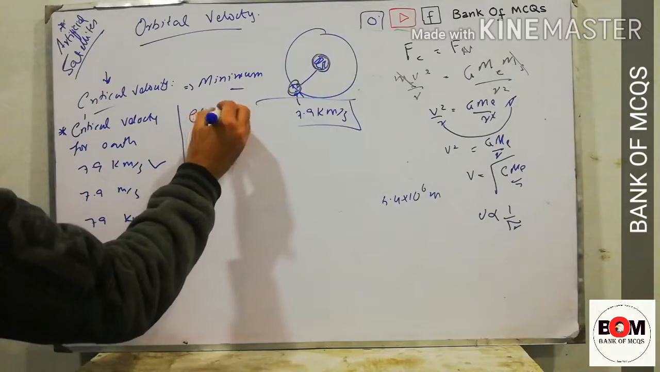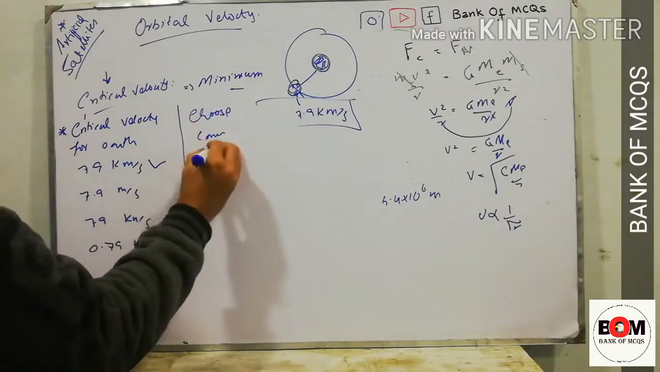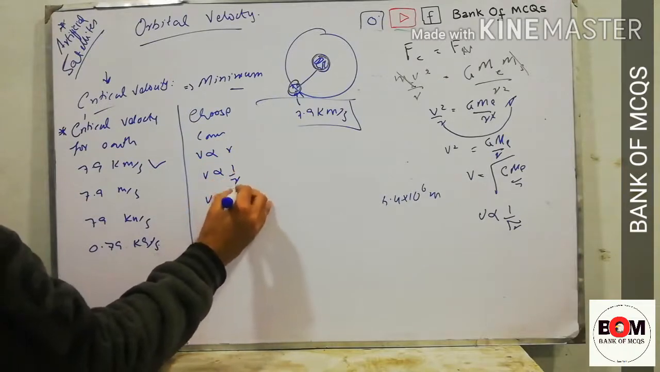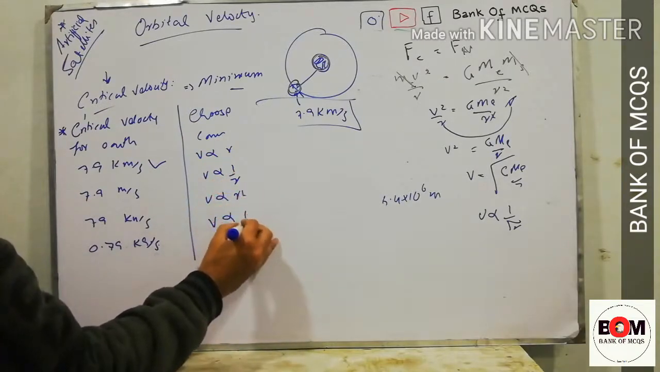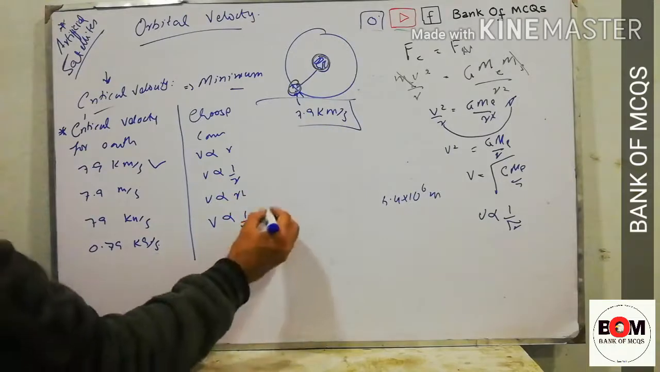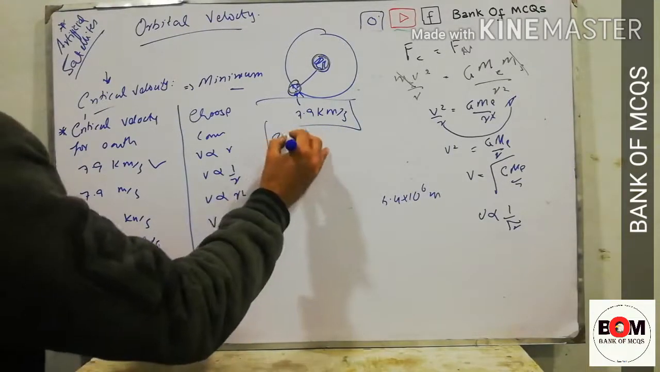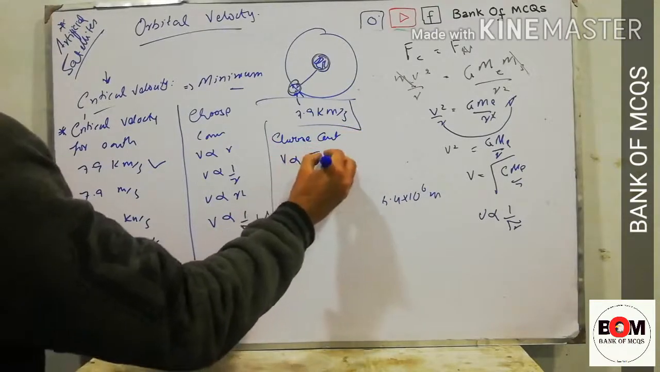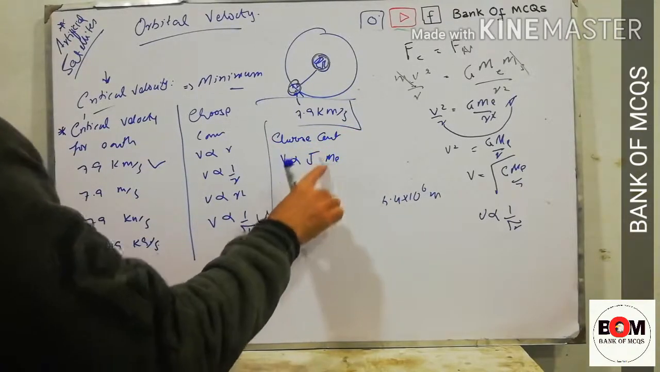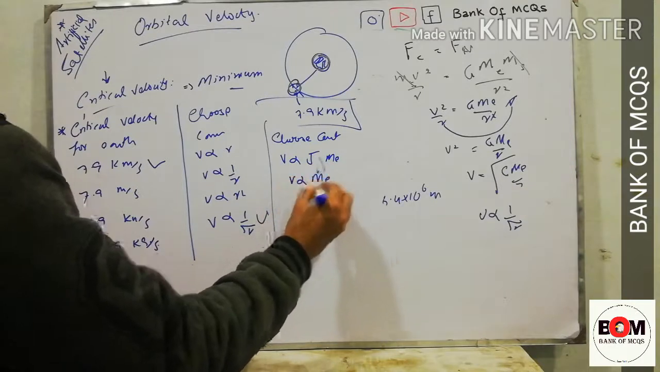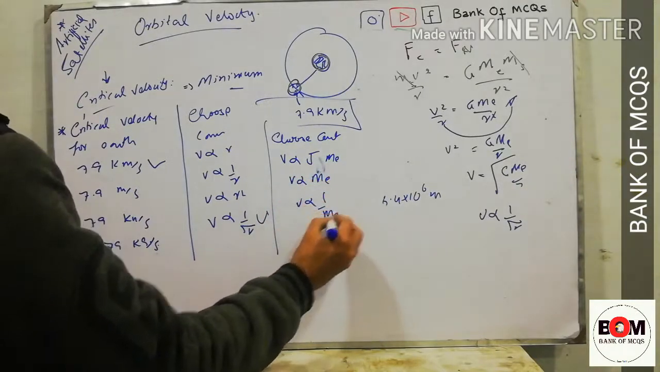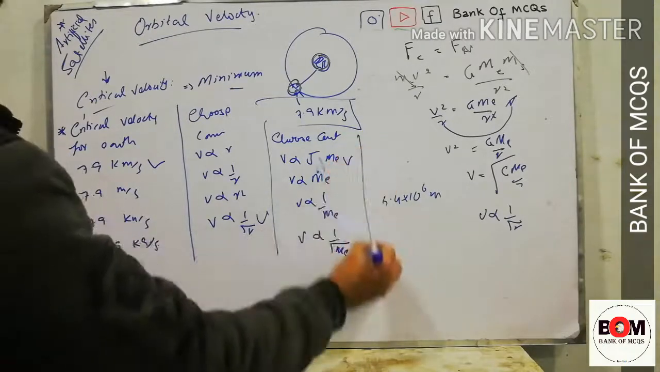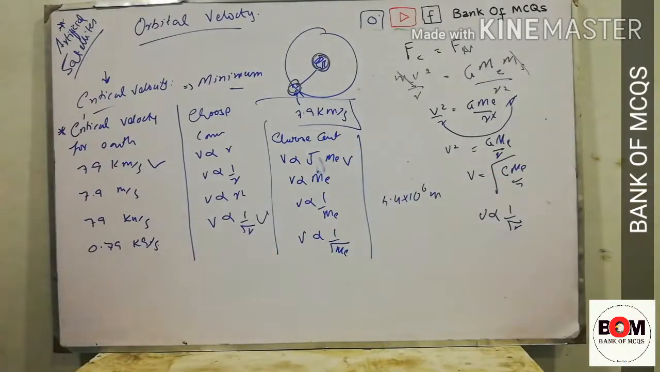Choose the correct: V is directly proportional to r, V is directly proportional to 1 over r, V is directly proportional to r square, V is directly proportional to 1 over under root r. So this option is correct. Or this can also come: choose the correct, V is directly proportional to under root g m, or simply m, V is directly proportional to m, V is directly proportional to 1 over m, or V is directly proportional to under root m. So option A is correct for the velocity.